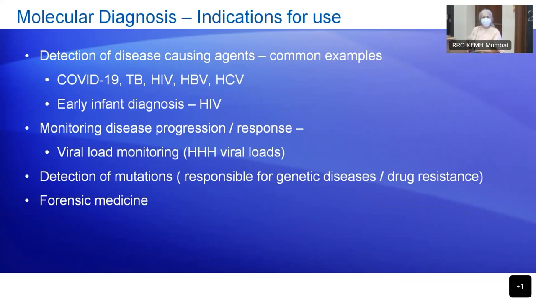Then the third classical example in relation to microbiology is detection of mutations. How many have heard of Xpert MTB? GeneXpert, how many of you are using? So madam, you know that you get a result which is rifampicin resistance detected. So specific mutations are responsible either for some genetic abnormalities or for determining the resistance of an organism to a particular antibiotic. In case of TB, we have rifampicin. That is also something that can be done using molecular diagnosis.